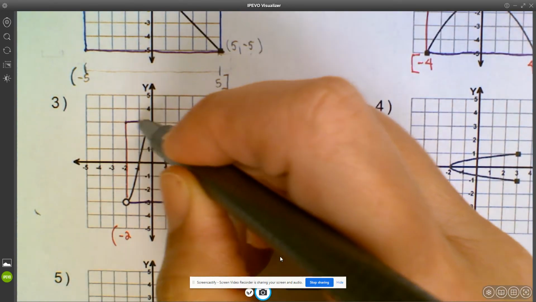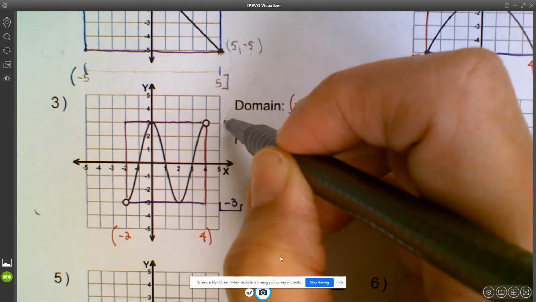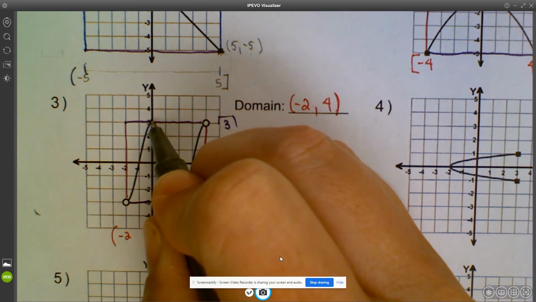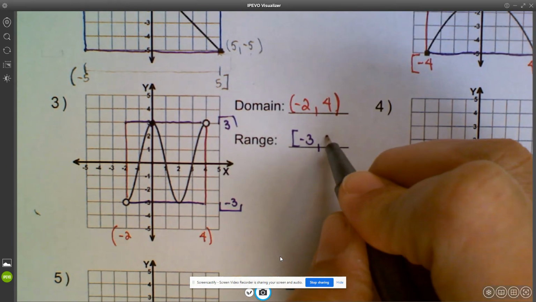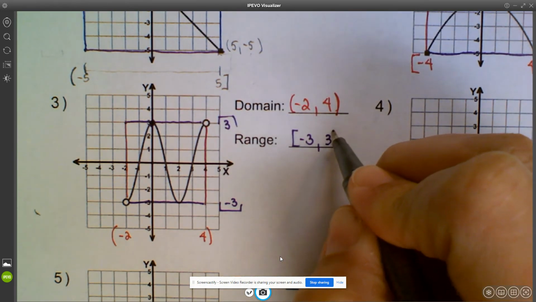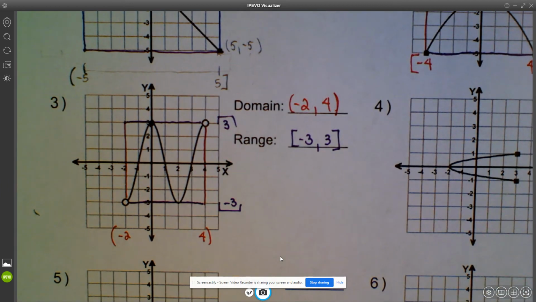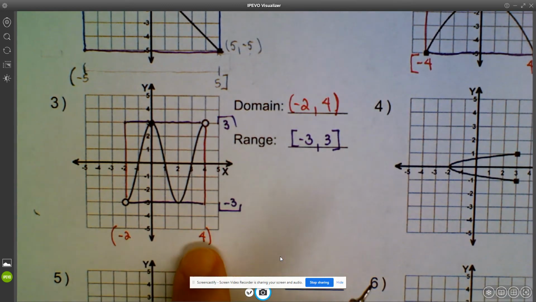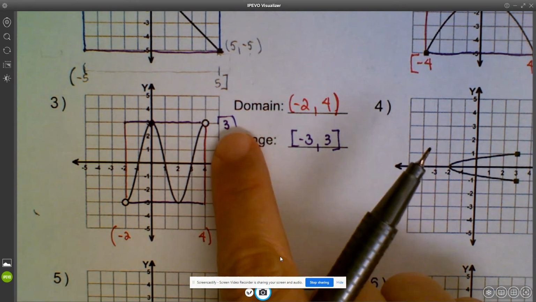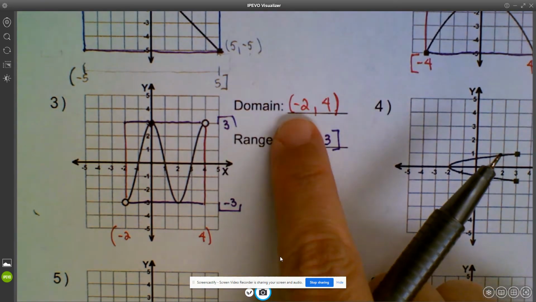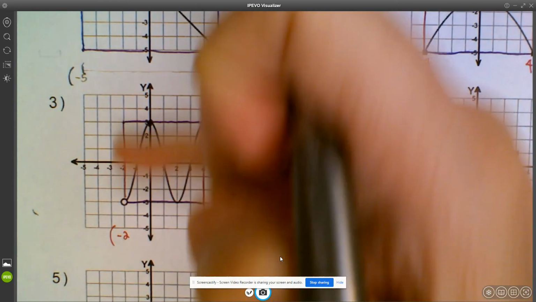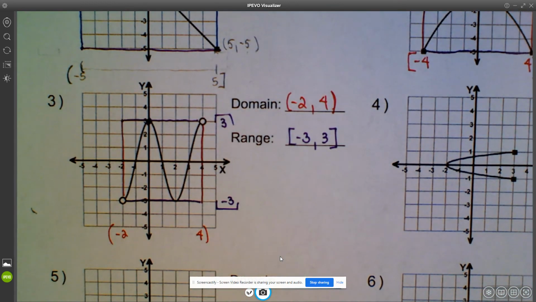And how high does this thing go? Well, this thing goes all the way up to +3. And we include the +3 at this point in the graph. That's a closed circle. So my upper bound is +3 inclusive. So let's look at it again. My x values can take on any value between -2 and 4. My y coordinates can take on any value from -3 to 3. I exclude -2 and 4 on my width, but I include -3 and 3 on my height, which is my range.